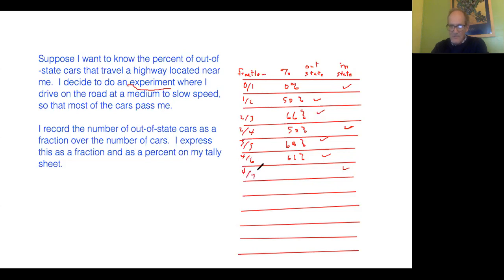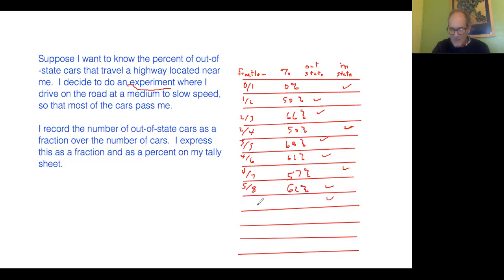Now it's time for me to use my calculator. So I take 4 out of 7, just 4 divided by 7, and I get 0.57, so about 57%. Suppose the next car is an out-of-state car. Now I've got 5 out of 8. And that's pretty easy, but let's do it on a calculator too. 5 divided by 8 is 62.5%. I'll just call it 62%.